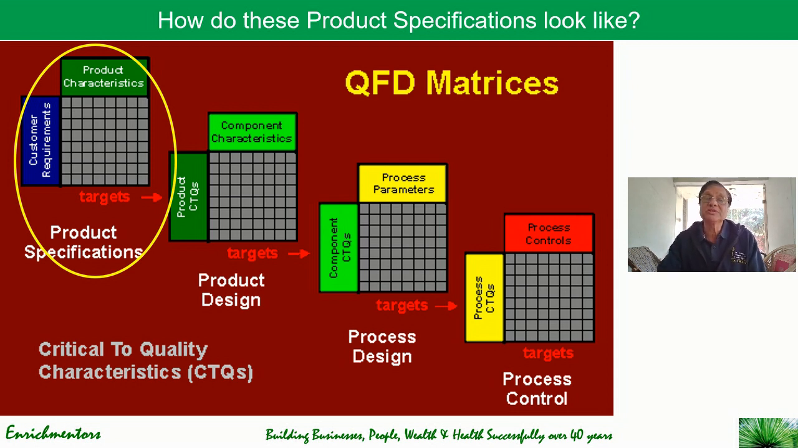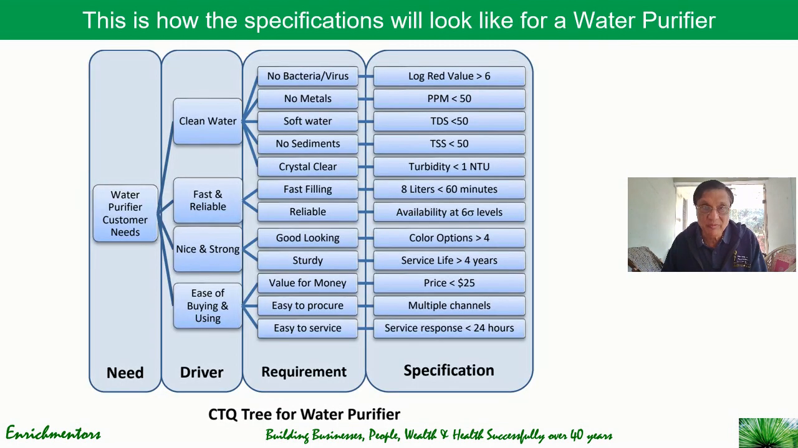So what do these product specifications look like? This is how the product specification will look for a water purifier. If you start from the left, the broad categories of the customer requirement will be in terms of clean water, a fast and reliable water purifier, a nice and strong water purifier, and the ease of buying and using. And this all will come from the voice of the customer process. You will talk to customers in either focus groups or in a structured questionnaire, and then you will figure out what kind of things they need.